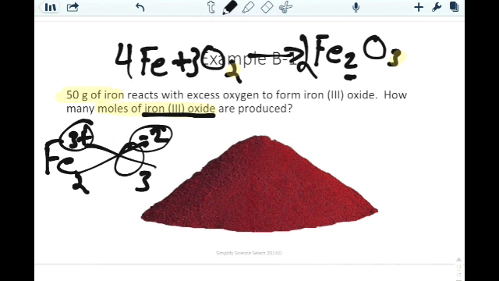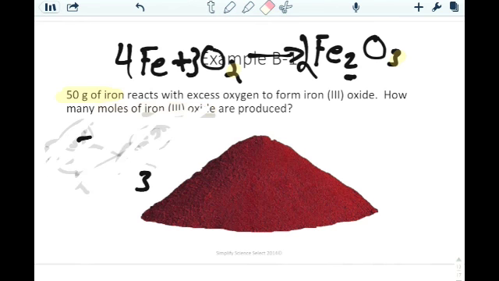Okay, so going on with the problem now. Now that we have a balanced chemical equation, we can actually work out the problem. Now remember, I told you, anytime that you see grams, you need the molar mass, whatever it says grams by. So it said 50 grams of iron.